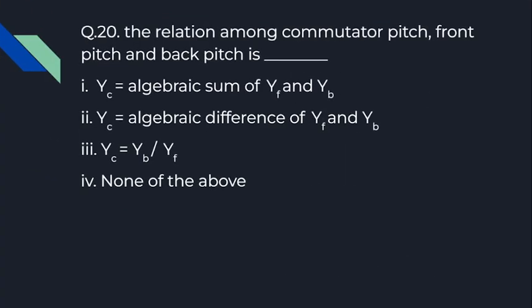The relation among commutator pitch, front pitch and back pitch is, so here the commutator pitch relation can be given as the algebraic difference of the back pitch and the front pitch. That is option number 2 will be the answer for that.